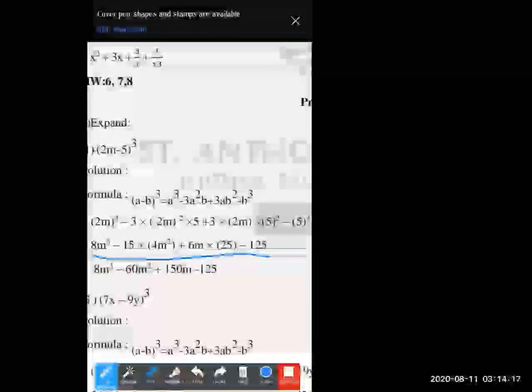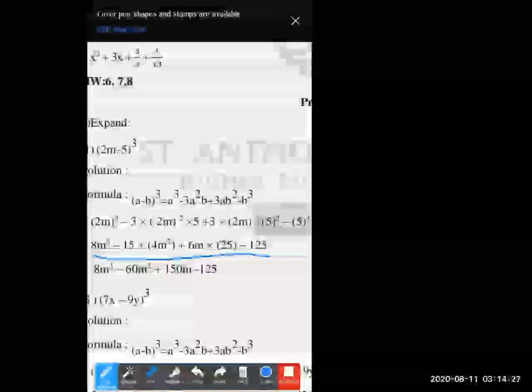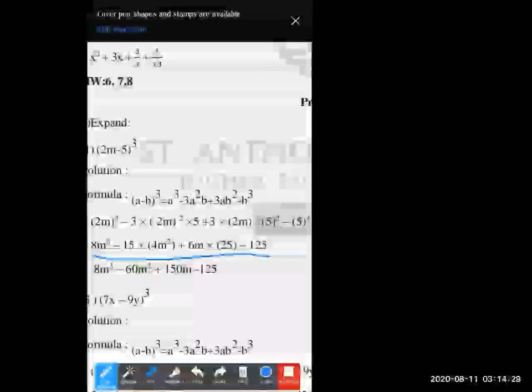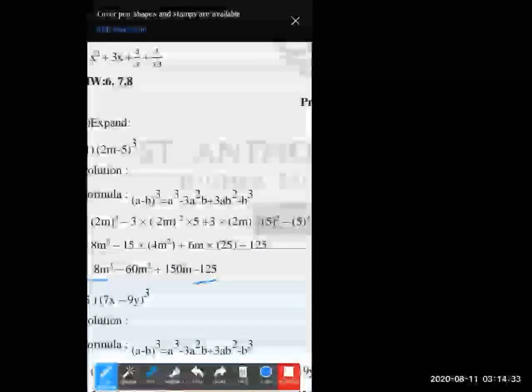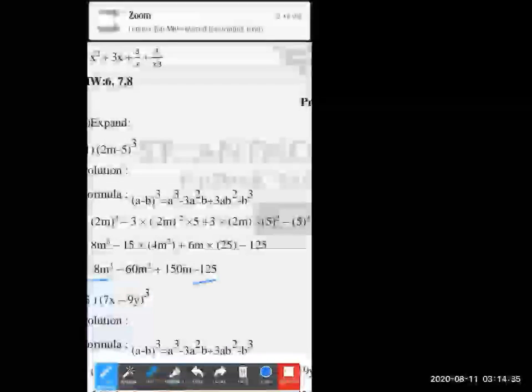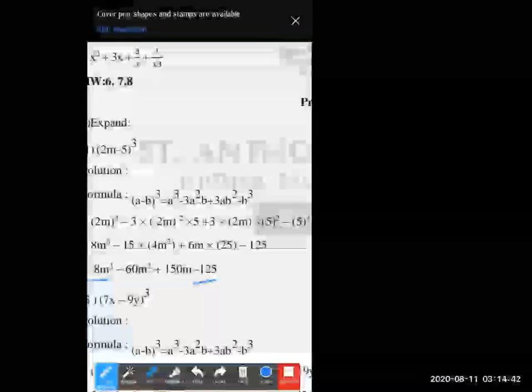So you are getting this answer as 8m cube minus 15. How did 15 come? 3 into 5 is 15, and 2 square is 4. 15 into 4m square plus 3 into 2 is 6, m into 5 square is 25, minus 125. I told you first and last term you will write as it is. So 8m cube minus 125 as it is.